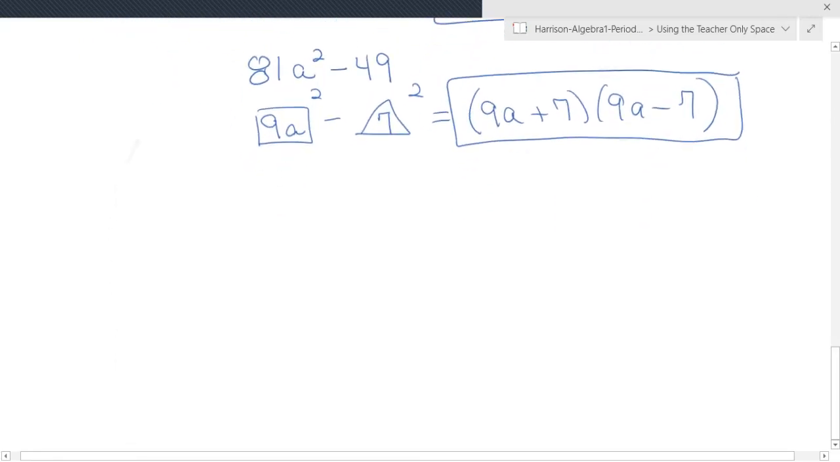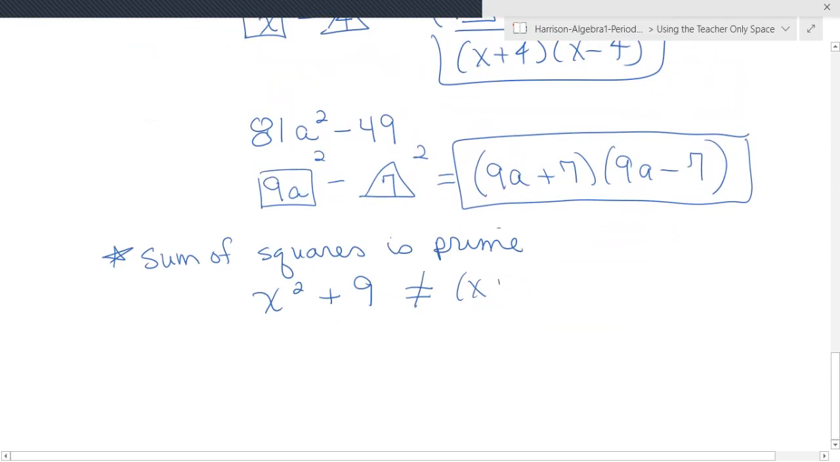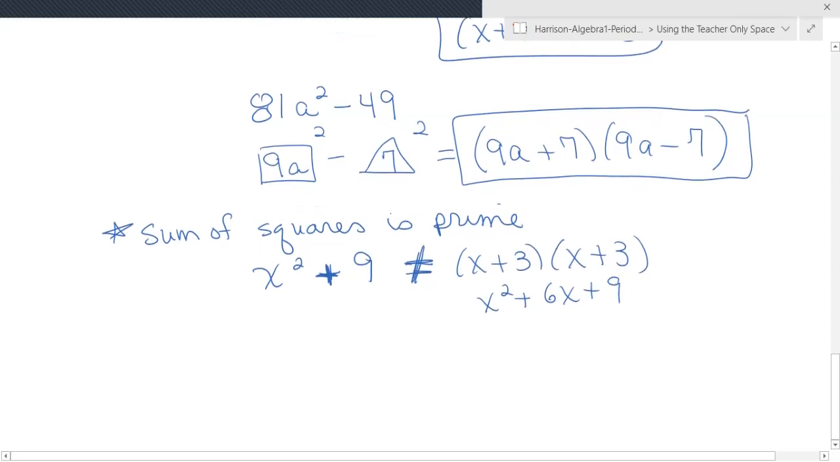Now you need to know that the sum of squares is not factorable. Sum of squares is prime. That means it cannot be factored. What do I mean by sum of squares? If I have x squared plus 9, for instance, that cannot be factored. A lot of people believe that that would be x plus 3 times x plus 3. But if you FOIL that out, you actually get this, which is not equal. So anytime you are adding two perfect squares, it's not factorable.